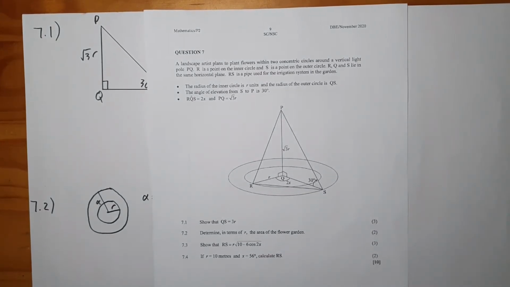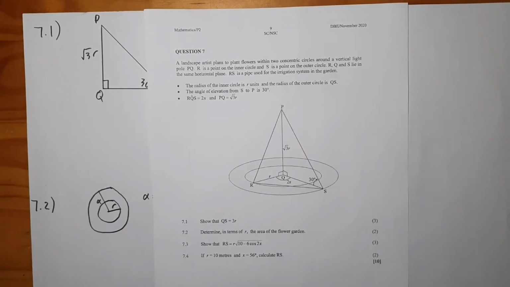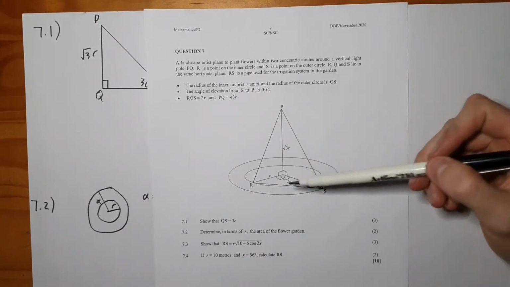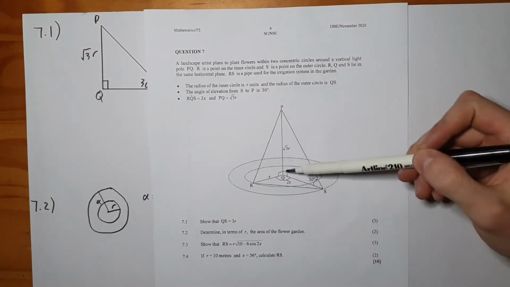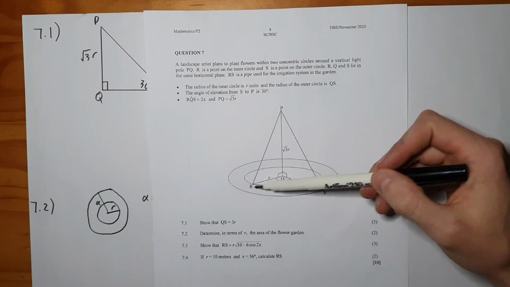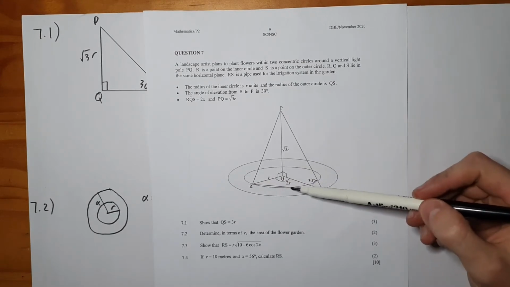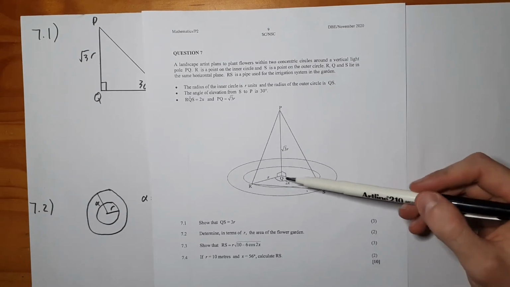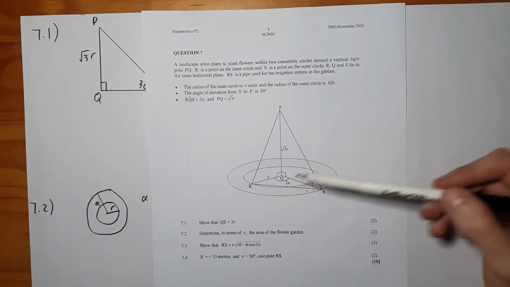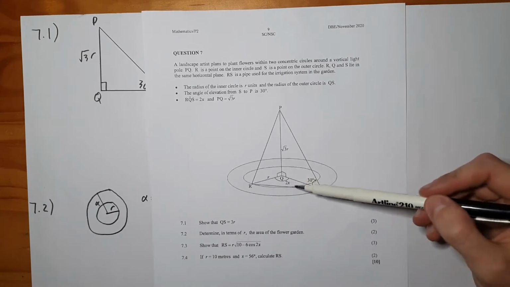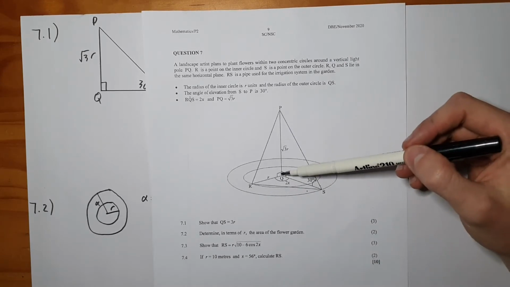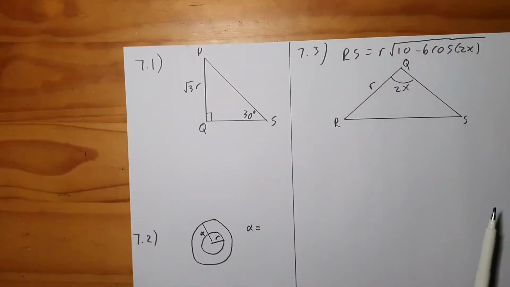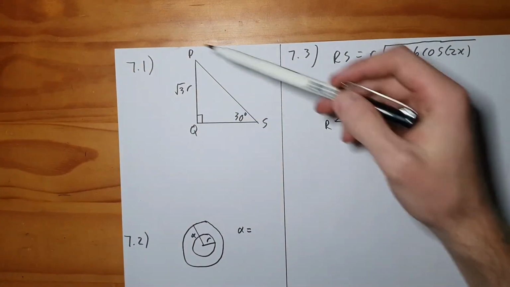So the first question, 7.1, says show that QS is equal to 3r. Note that QS is part of this big triangle, but also the small triangle. But the small triangle at the bottom here doesn't really give us enough information. We don't have the angle size there, it's just 2x. We don't have anything else. So I'm going to be working with Q, P, and S.